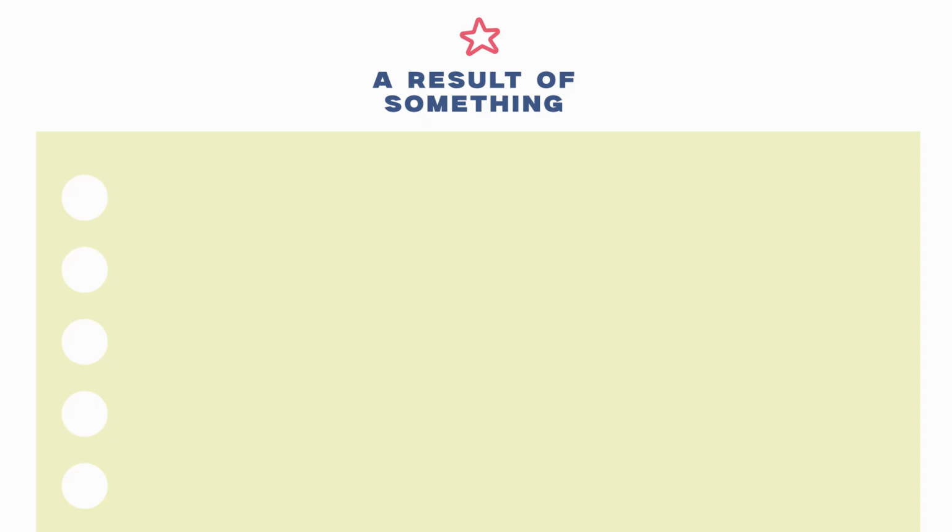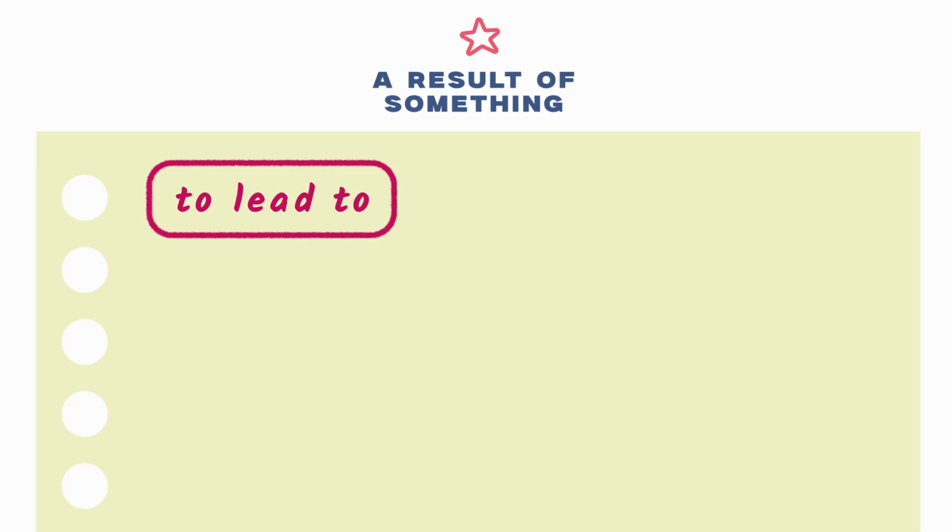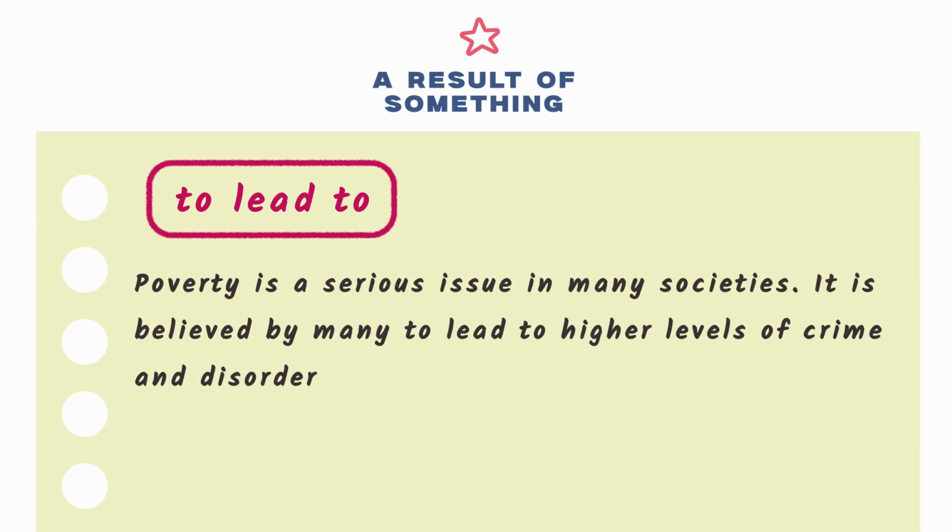And our last linking word to talk about a result is "to lead to." When we say that A leads to B, it means that B is the result of A. All right? So let's use it in this sentence. Poverty is a serious issue in many societies. It is believed by many to lead to higher levels of crime and disorder.